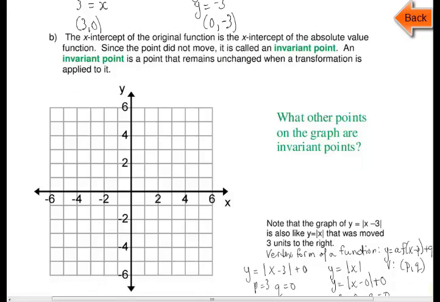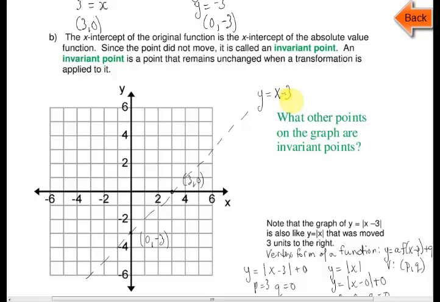Okay, so we're going to plot those on the graph and graph them. So x-intercept, 3 and 0, y-intercept, 0, negative 3. We're going to use a dotted line because the function that we really want to graph is the absolute value function. And so y equals x minus 3.